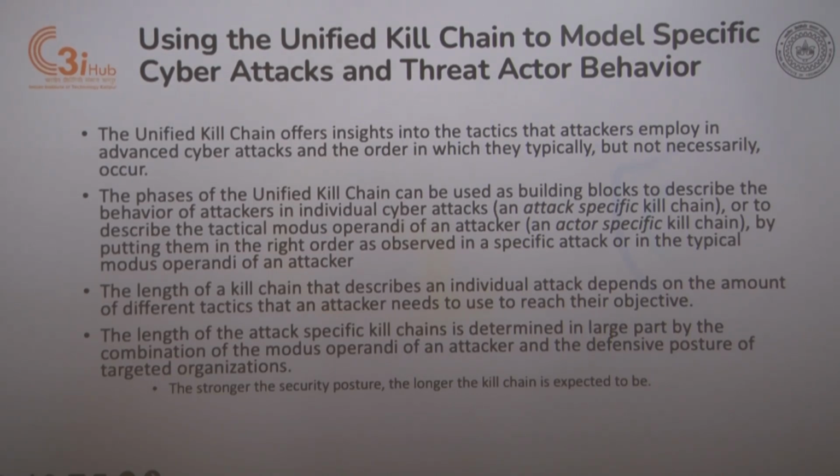Like if the victim has strong countermeasures implemented, the attacker may struggle to evade or invade the infrastructure on the victim side, and as a result they may demonstrate more stages or more malicious actions in the environment. So the length of this kill chain, which depends on the number of different tactics, belongs to the actor-specific kill chain.